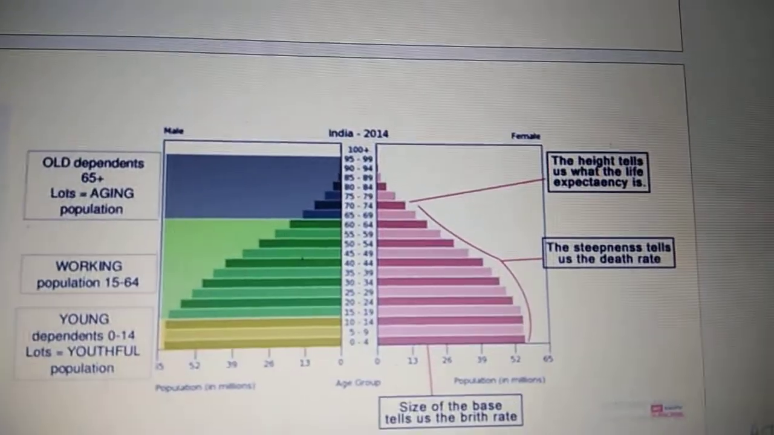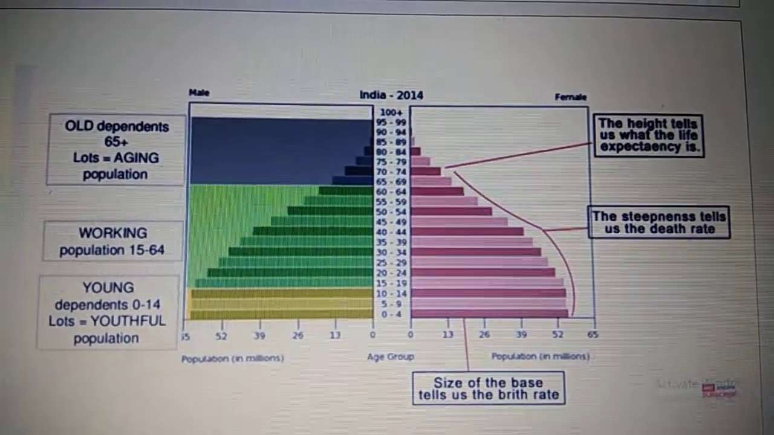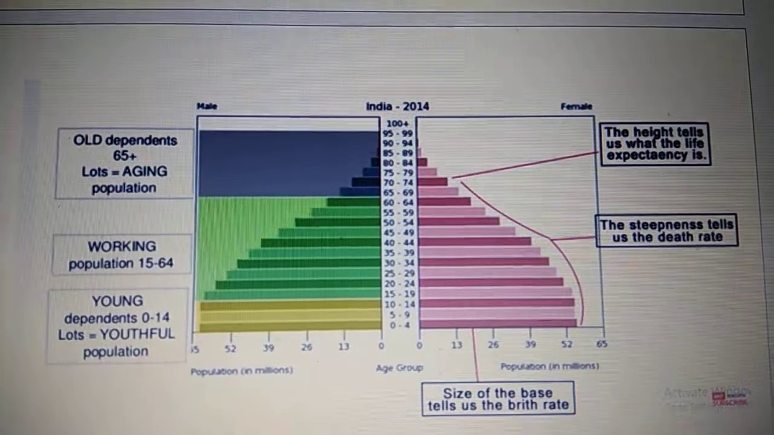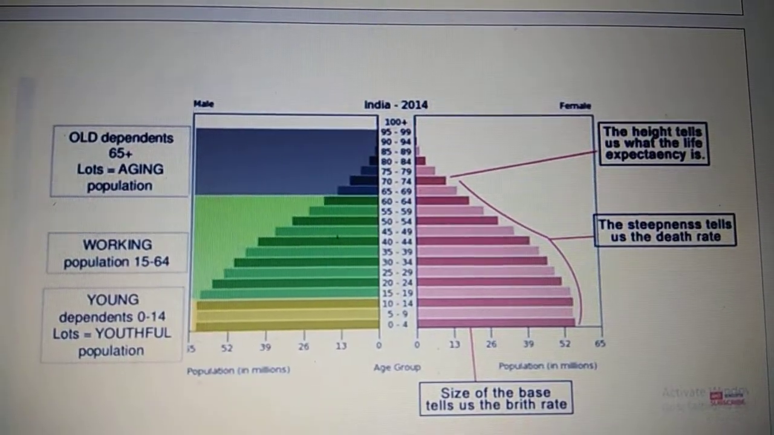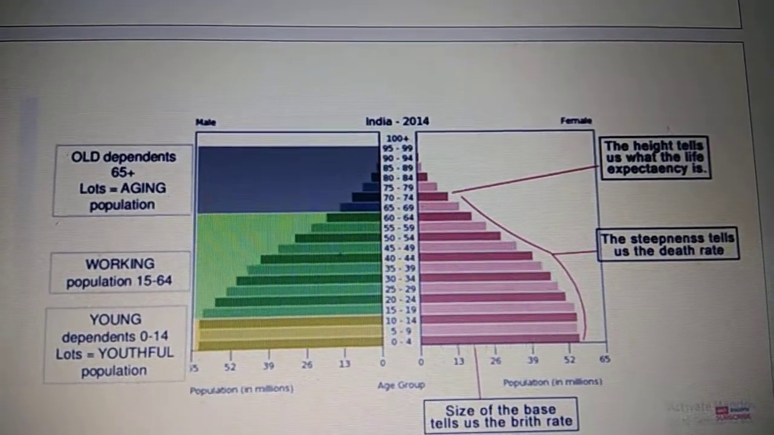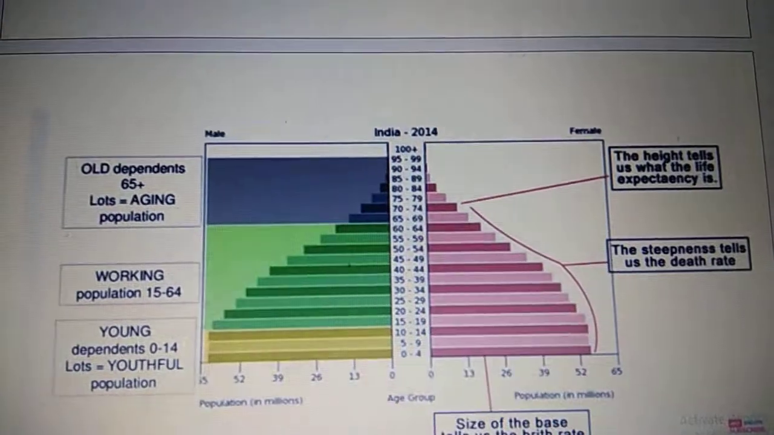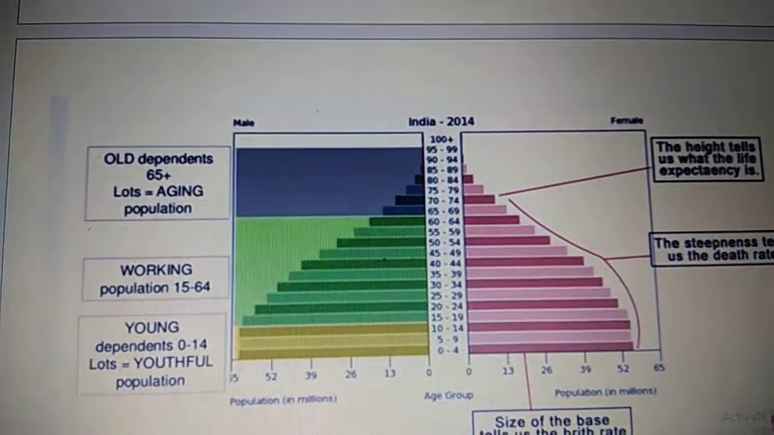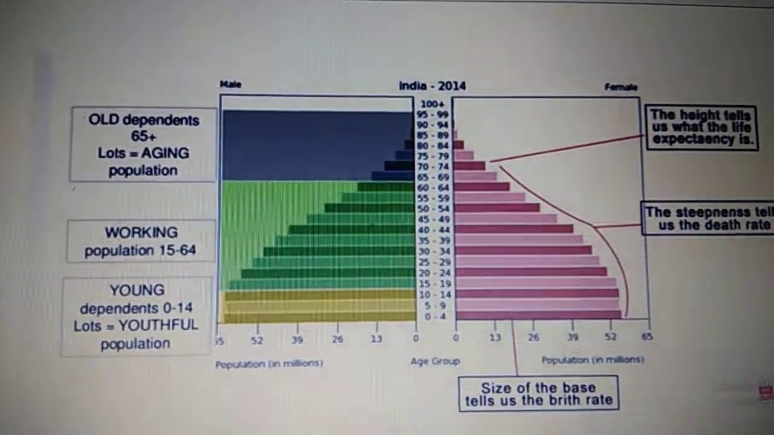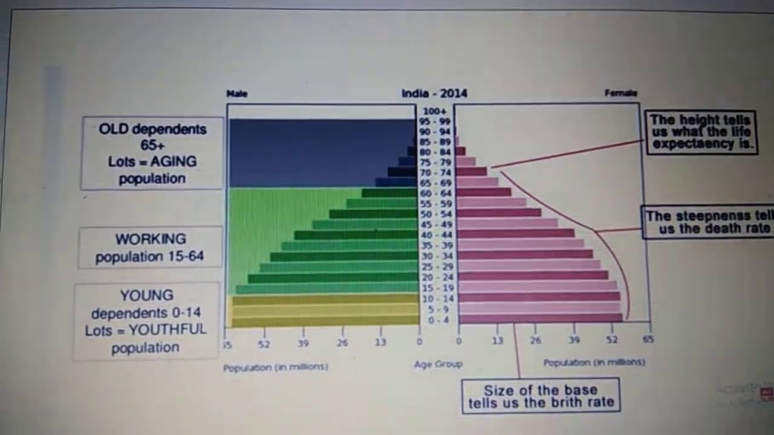This population pyramid of India tells the entire story of our country. So you can see the base, which is broad, that tells us that there is a high birth rate, so there are young dependents from 0 to 14, lots of youthful population. So you can see the working population is also more, between 15 to 64, and the steepness of this pyramid tells us the death rate. The height tells us what the life expectancy is. So I told you life expectancy in India is only 69 years. So we have old dependents, lots of them, an aging population. So with the help of this pictorial graph, we can tell the story of a country, and we can tell what lies in the future of the country. Where is the country heading in future?